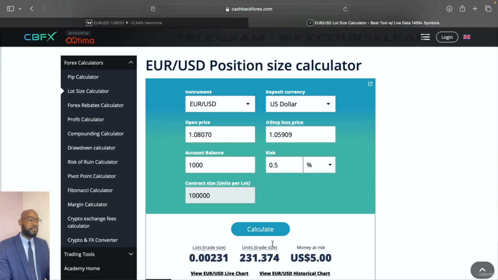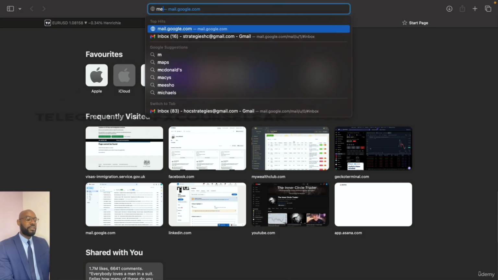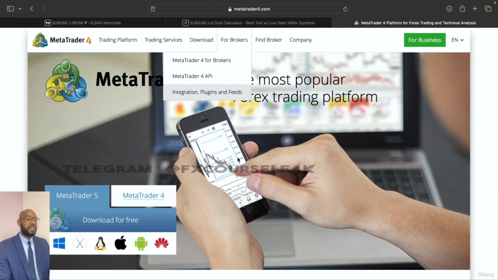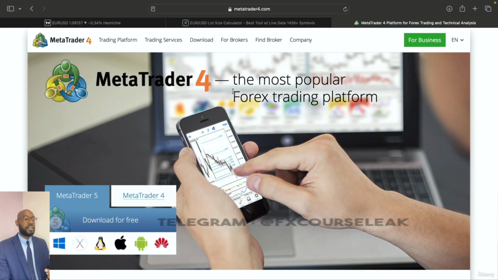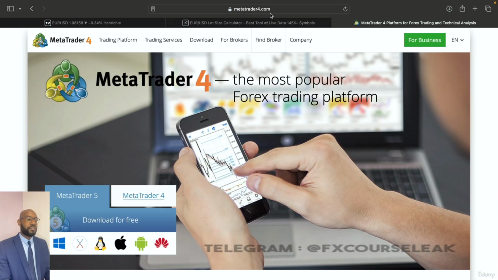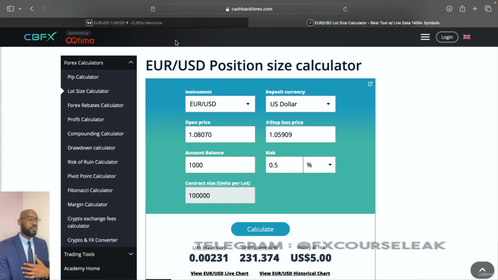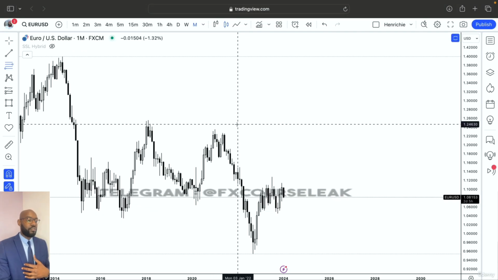So another thing to know is that for you to place the trade, you can be placing the trade on the MetaTrader 4. So you can see that right here. This is the MetaTrader 4 platform. You have to download that on your cell phone or on your computer as well. So I personally use MetaTrader 4, so you can also download that for yourself. So that being said, the next thing we'll do now is to go to the chart.